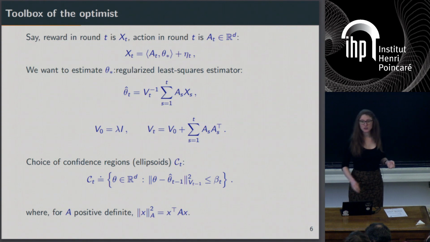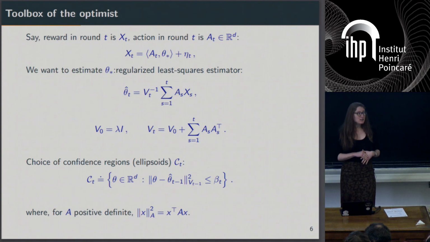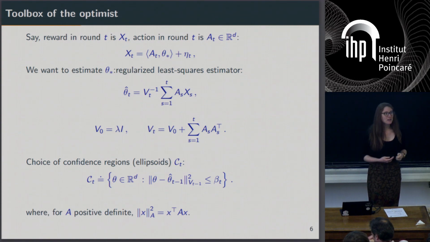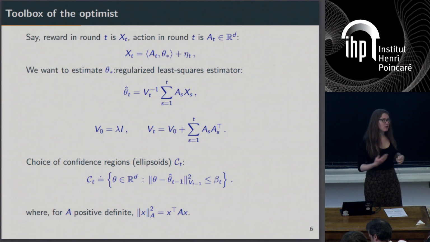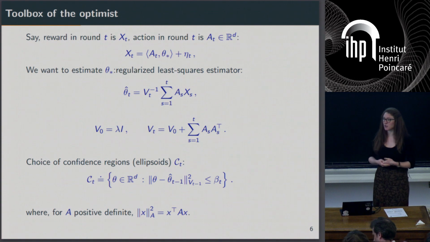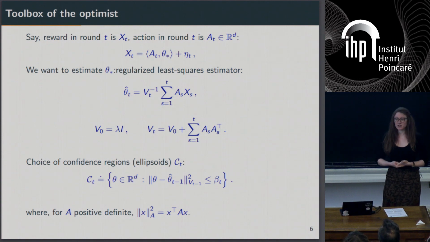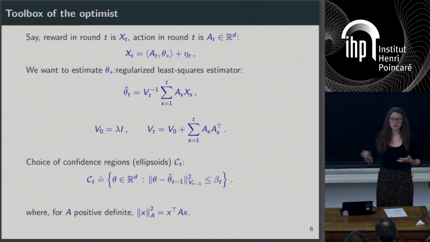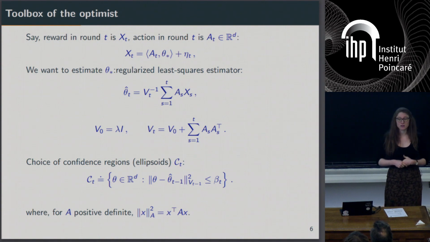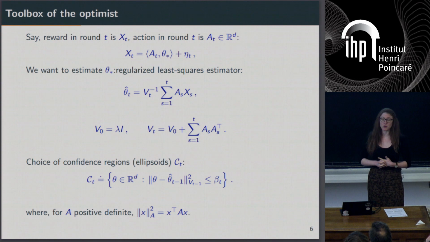And how are we going to minimize our regret? Let's say that we need a couple of very basic tools. We're going to do linear regression, or regularized linear regression here. So at round t, the reward is this scalar xt, and we want to estimate the vector theta star that we don't know. The vector theta star is going to be estimated by a Tikhonov regularized least square. Very standard definition: Vt minus 1 times the sum of the actions weighted by the rewards.